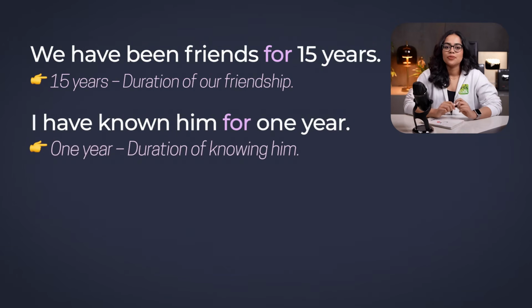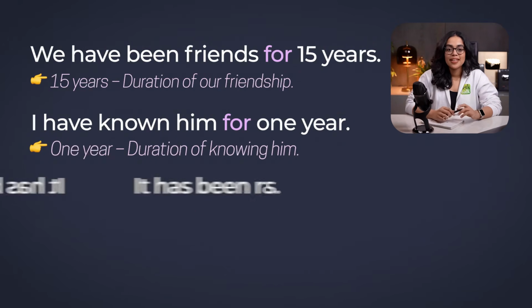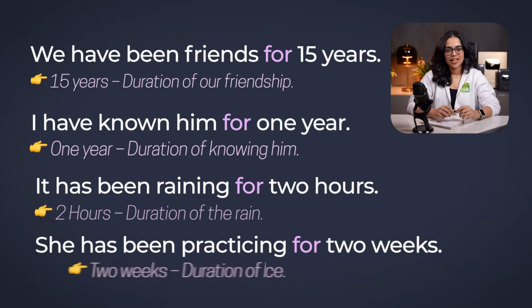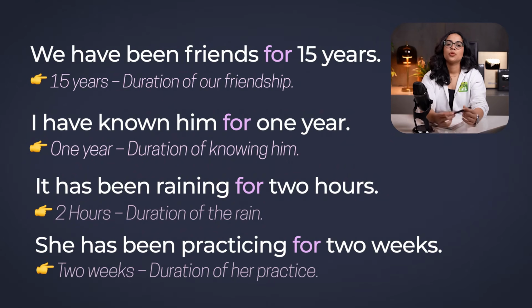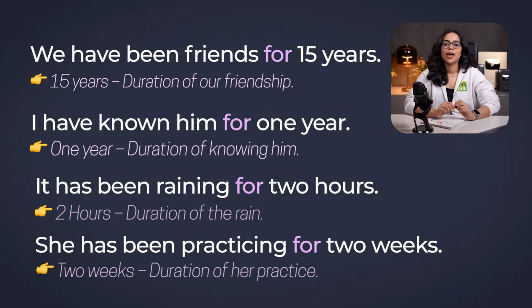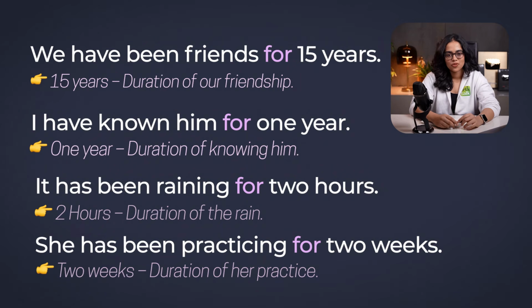I have known him for 1 year. It has been raining for 2 hours. She has been practicing for 2 weeks. Now, all these sentences talk about duration and not the starting point. They don't tell us when the action began, but they talk about the duration, the length of time. I hope you understood how to use for in your sentences.